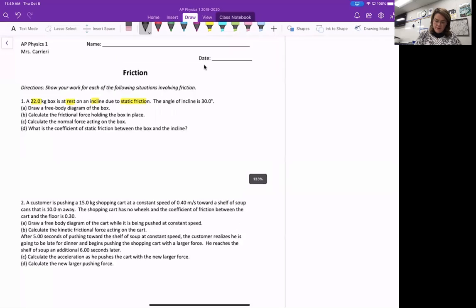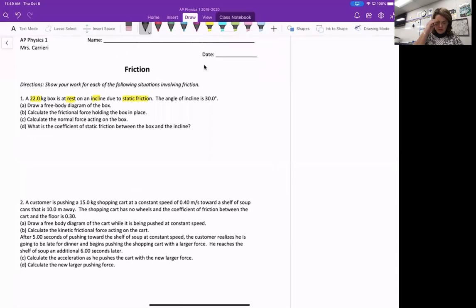Okay, I'm going to solve this friction worksheet in a few different videos, probably because I'll do it in a couple so you can focus on the ones that you need help with. I have a box that's sitting on an incline. I'm going to draw the incline in the opposite direction just so I can give you another perspective.